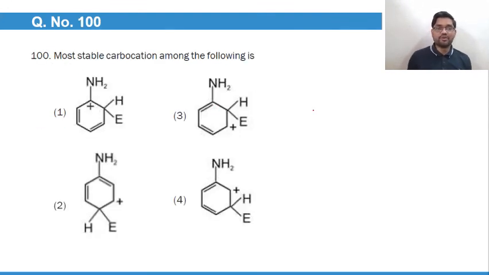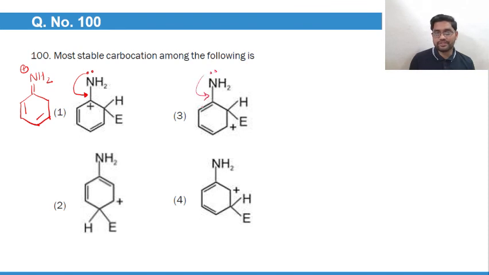100. The most stable carbocation among the following. Over here, there is a lone pair. It can donate directly to the carbocation, and the resonating structure formed is something like this, and the octet is completed for every element. Over here, even if this lone pair donates through conjugation, it will not reach this carbocation. Similarly over here, there is a direct donation to the carbocation, and hence it will become more stable. So we'll go with option number 1.